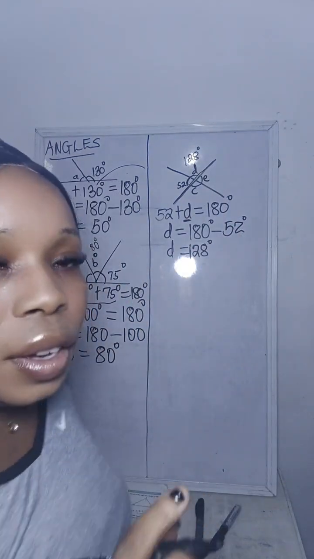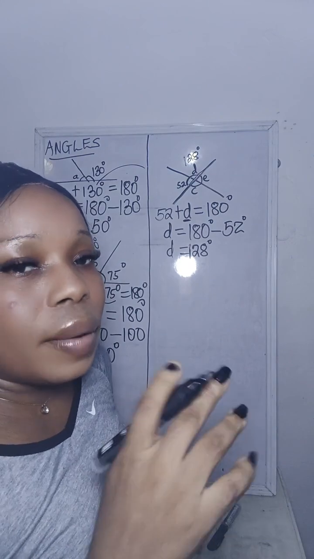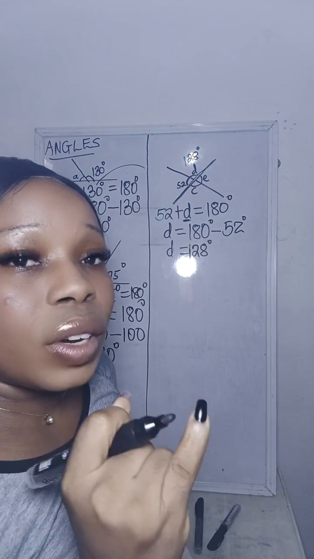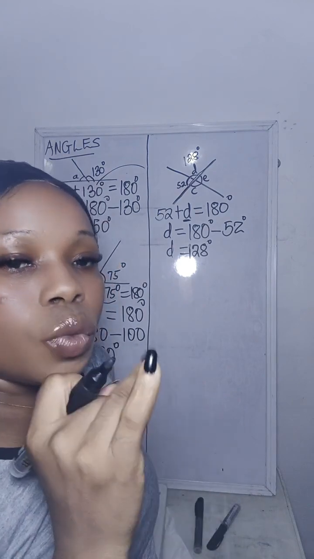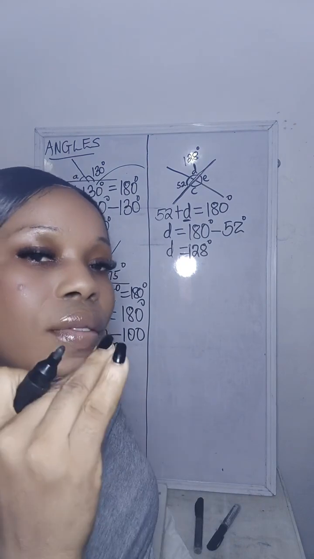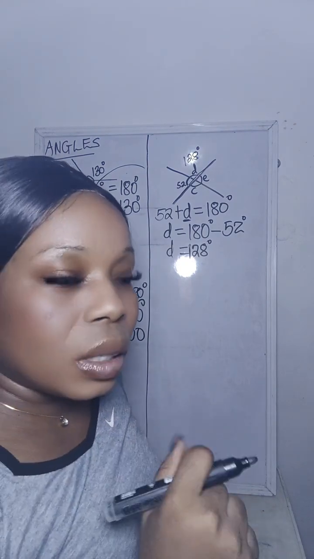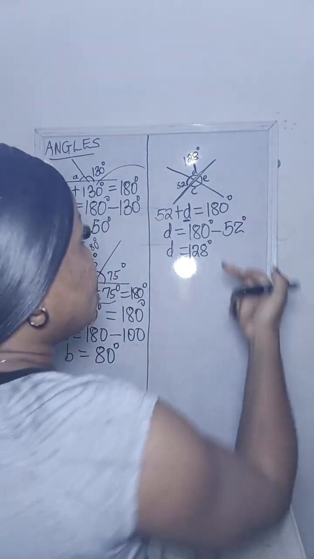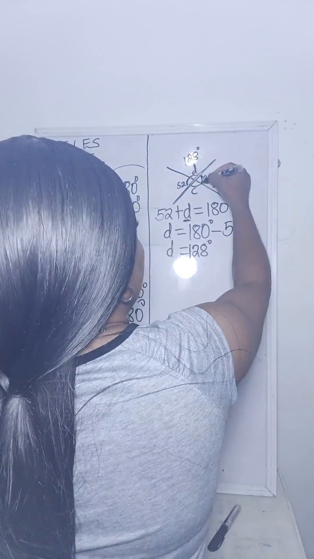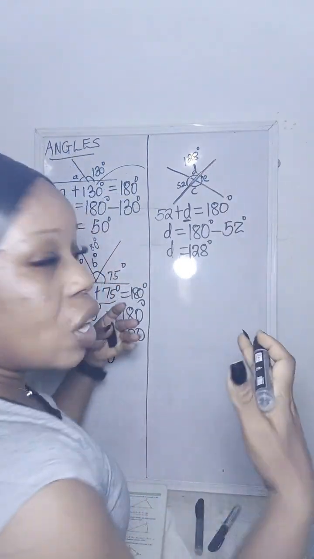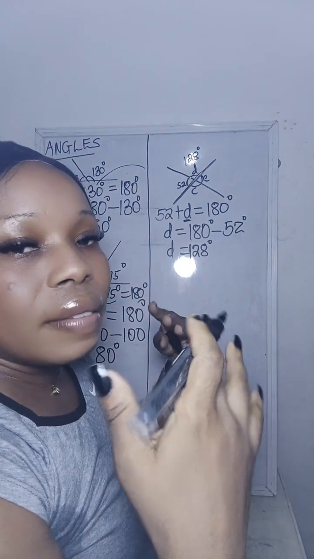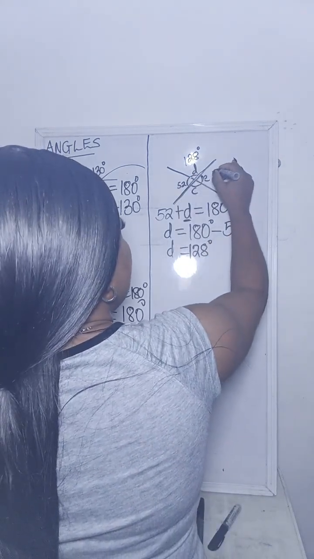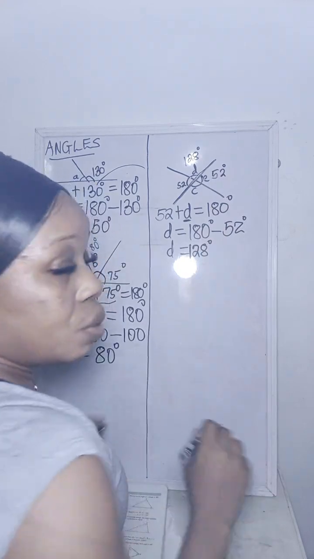Now there's a very easy way of getting our other answers. Instead of going through this route, we have what we call vertical angles, alternate angles, and corresponding angles. Now vertical angles are always equal. Vertical angles are angles that face each other. This angle with this angle are vertically opposite. They are opposite each other, and vertical angles are always equal. So if this angle is 52, it means E would also be 52 degrees.